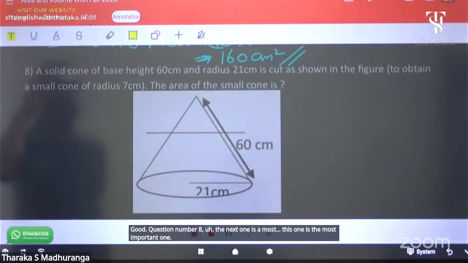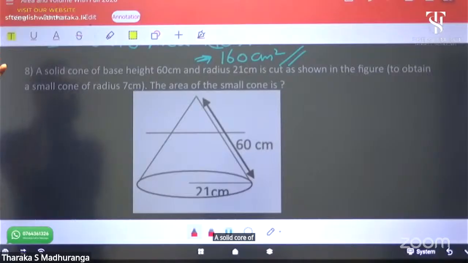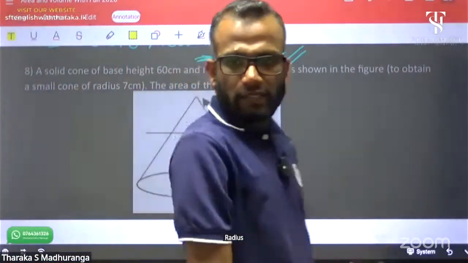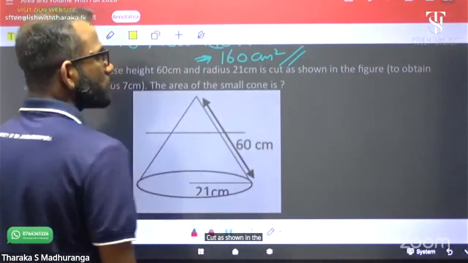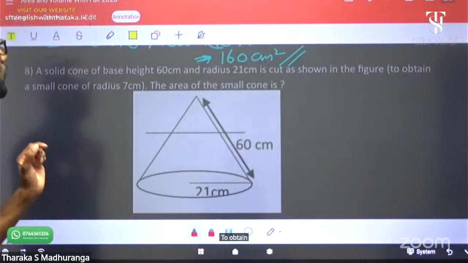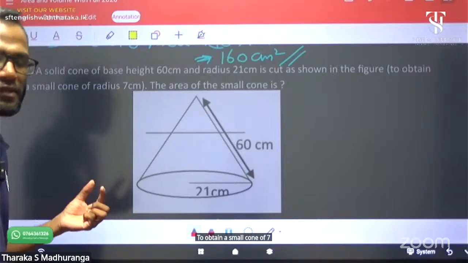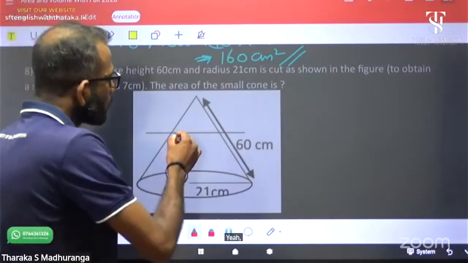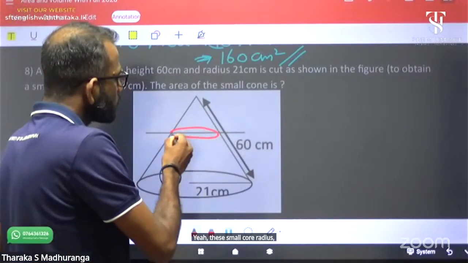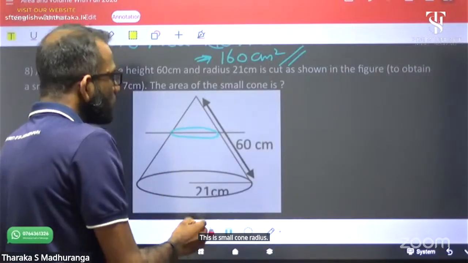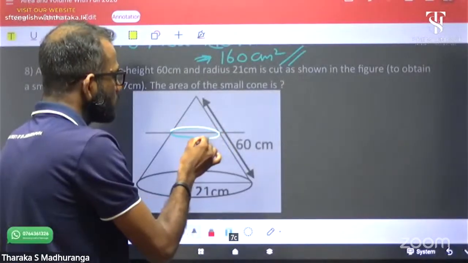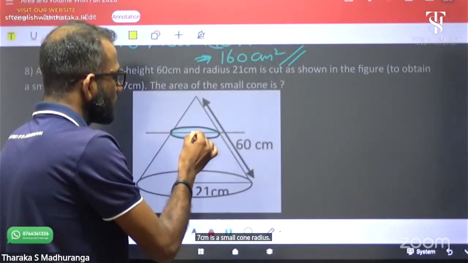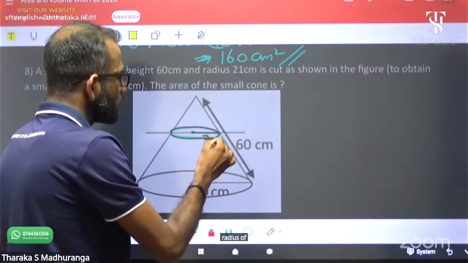A solid cone of height 60 centimeter and radius 21 centimeter is cut as shown in the figure to obtain a small cone of 7 centimeter radius. Yeah, this is the small cone radius. 7 centimeter is the small cone radius.